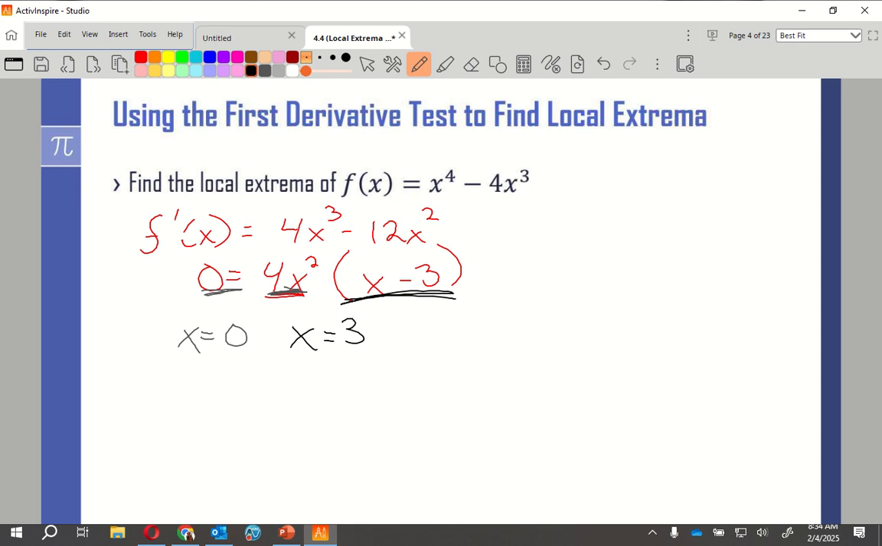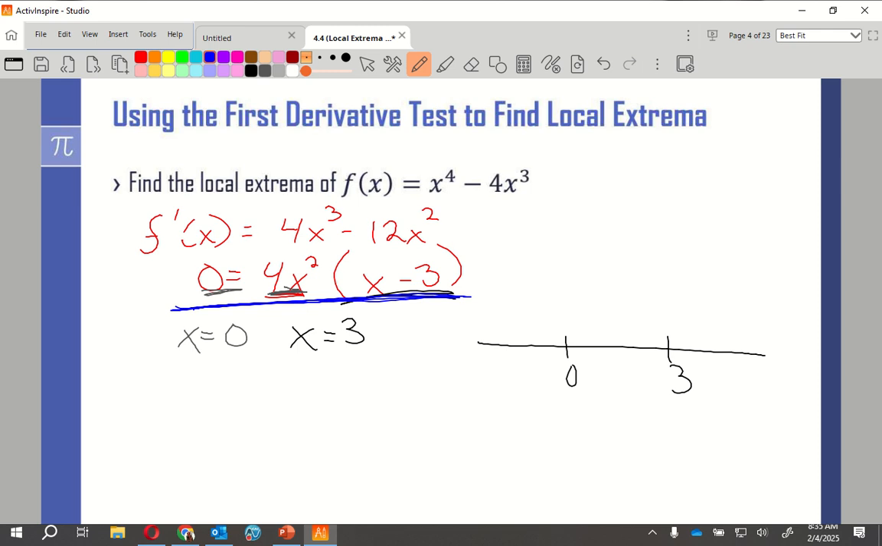So I'm going to make a number line. I got my critical numbers. My number line is going to consist of 0 and 3. And so I'm going to look at numbers in between my critical numbers. I want to know what the slope is, and the derivative gives me the slope. So I'm going to plug these numbers into the derivative, and that's going to tell me what my slope is.